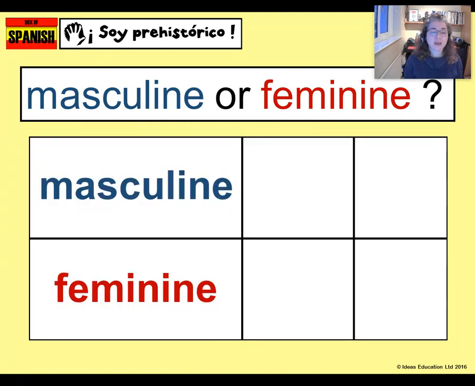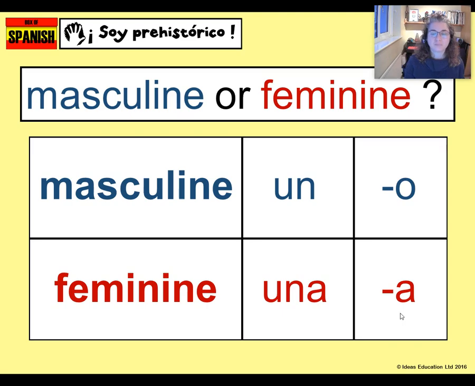So, just to recap, there are two groups of nouns. In Spanish, remember, nouns are persons, places, things, or ideas, and they are called masculine and feminine. Masculine words have un in front of them. Feminine words have una in front of them. Feminine words often end with an a, and masculine words often end with an o.